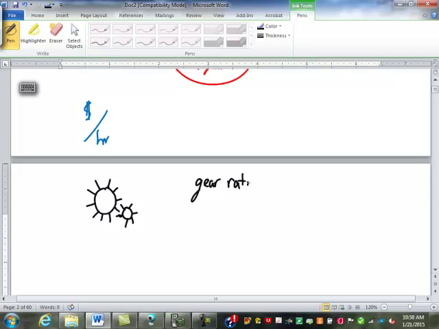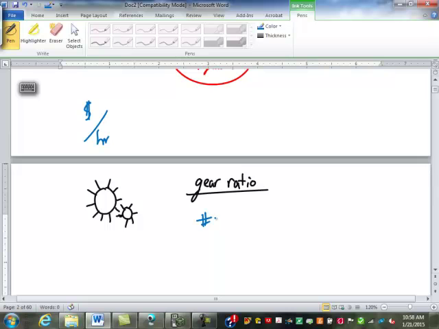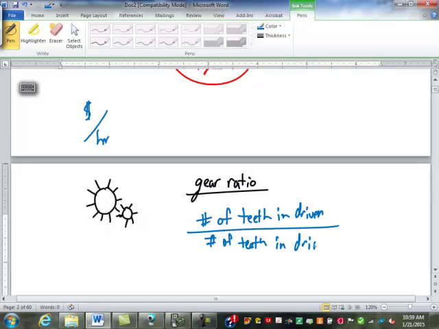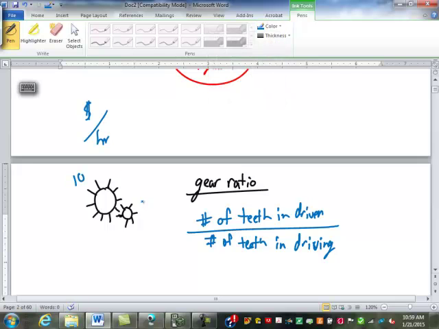There we go, gear ratio. A gear ratio is the number of teeth in the driven gear compared to the number of teeth in the driving gear. So anyway, if we look at these, this one has 10 teeth and this one has 6.